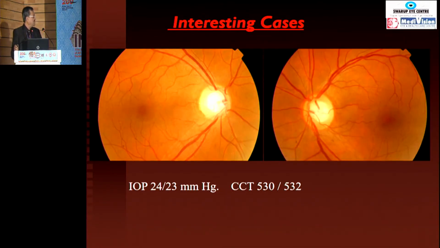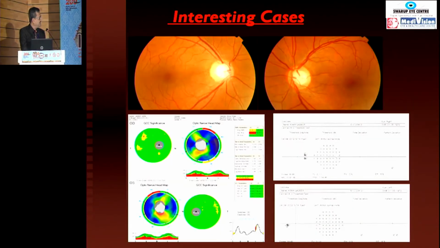And now some interesting cases. Here the IOP is 24 and 23, the CCT is like this. Here there is excavation, not exactly, with sharp edges on the nasal side. In glaucoma, generally you expect something on the temporal side, but here there is something on the nasal side, which has sharp edges. If you corroborate with the OCT, it is perfectly showing, but it is in the superior nasal.